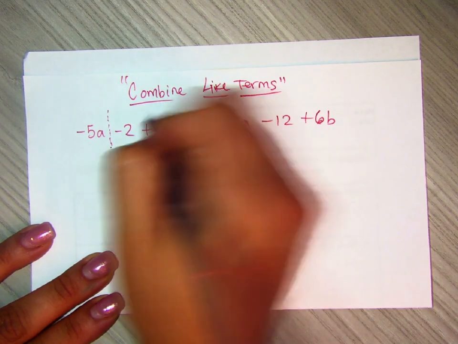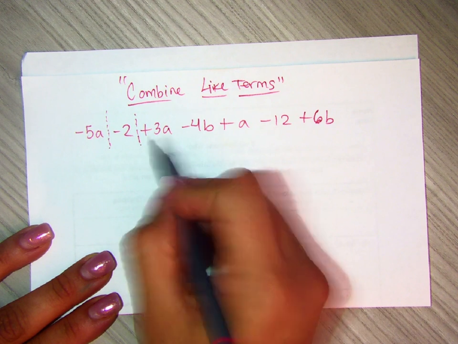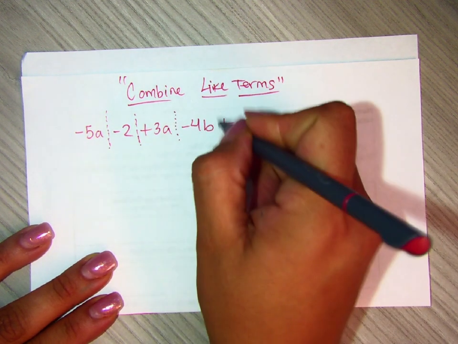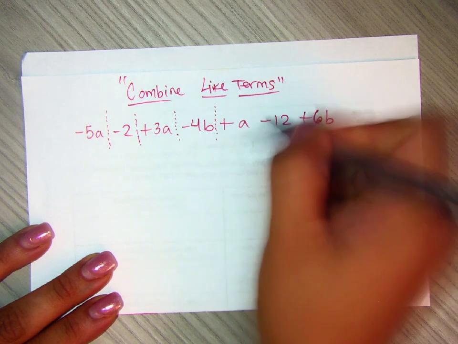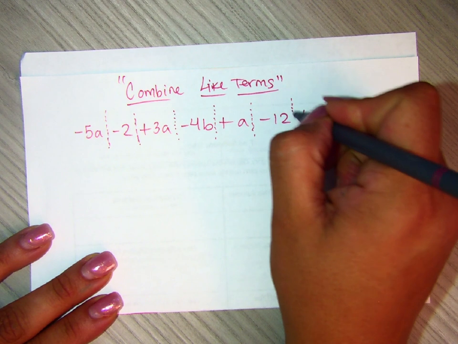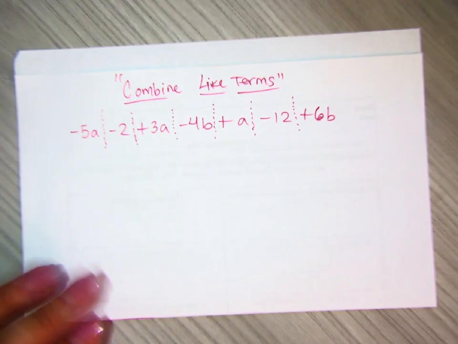Negative 2 plus 3a, that separates that term. And keep in mind that the sign is attached to whatever follows. So I'm going to kind of just draw some dashed lines separating the terms. So anytime I see a sign, I attach it to what's next to it. So this is a preview of what that looks like.